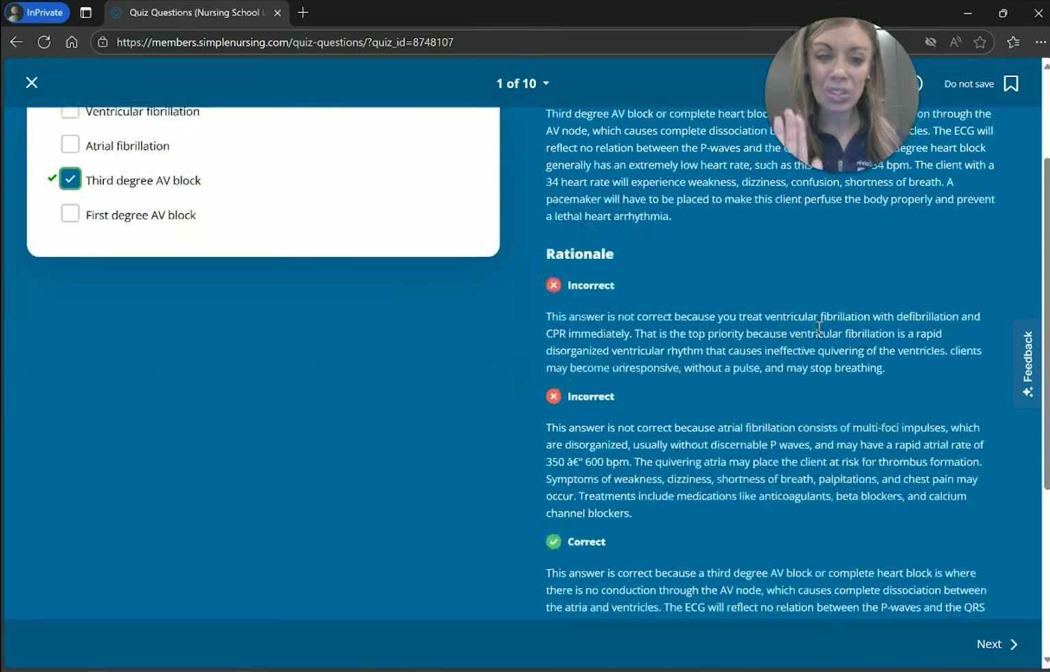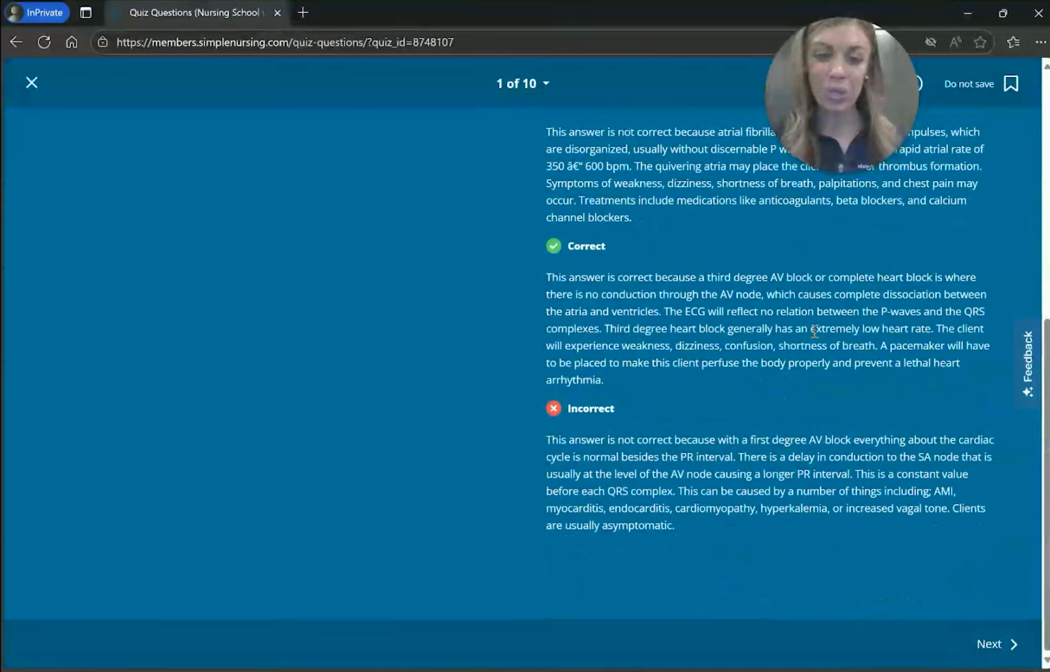And so again, this walks you through the rationales on why things are correct and incorrect. So let's say even if you're unsure and you get lucky, it's going to help you feel more confident in why that was the correct answer.